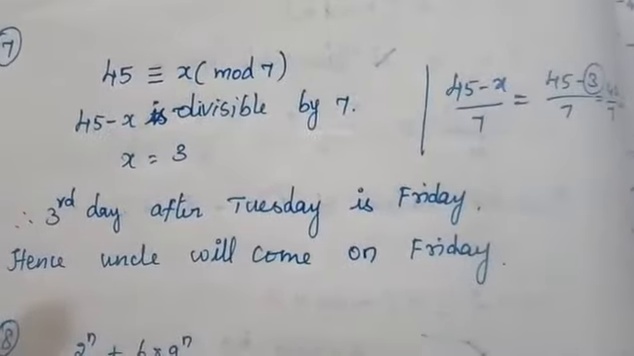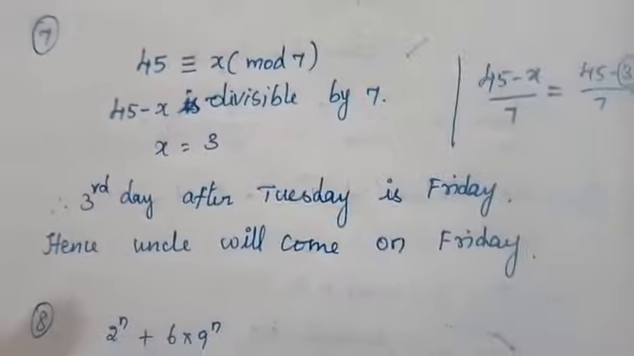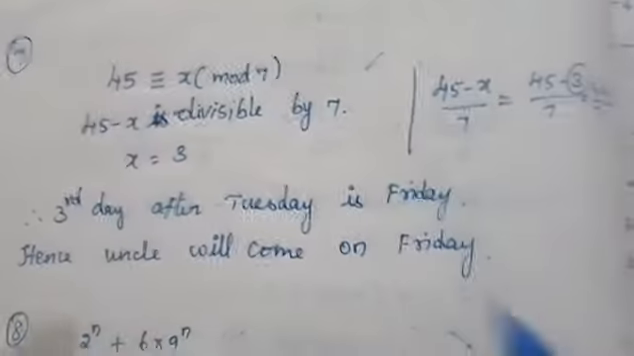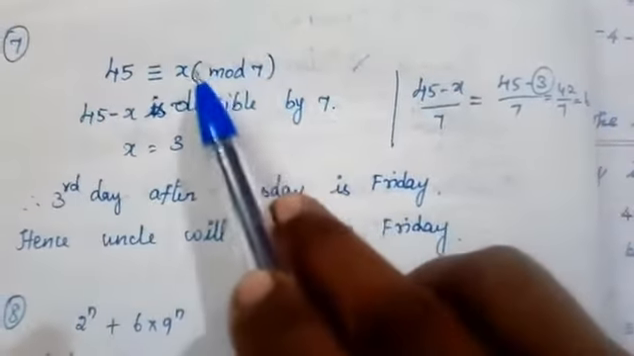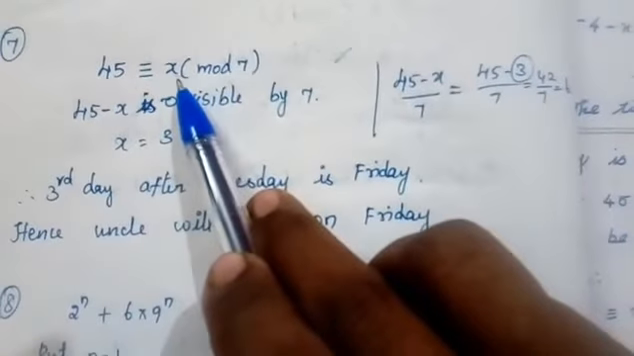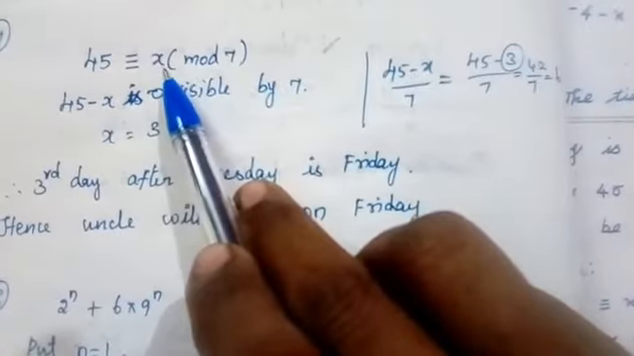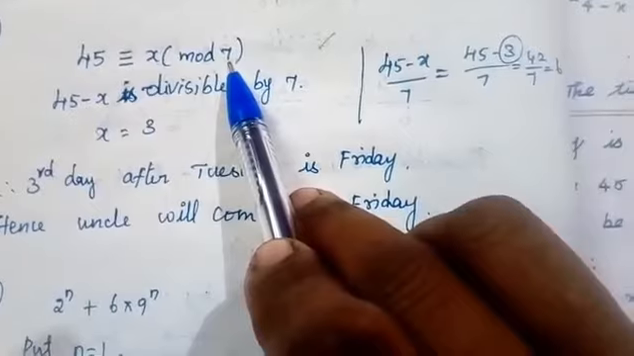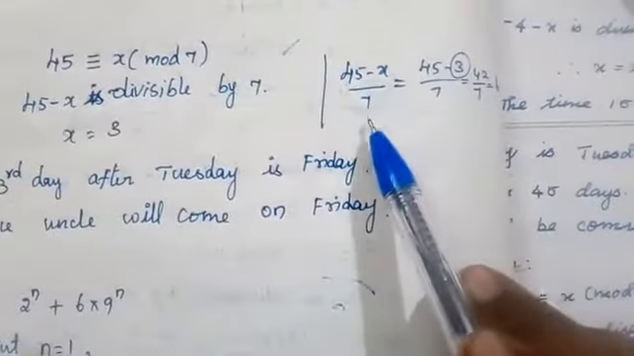Listen, in the question it is given that today is a Tuesday and the uncle will come after 45 days. So 45 is congruent to x modulo 7, where x is the day we want to find, the day on which uncle will come and reach. Why are we using 7? One week equals 7 days. By the definition, 45 minus x is divisible by 7. Right hand side, that is 45 minus x by 7.